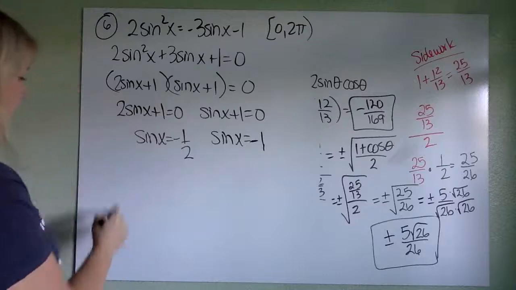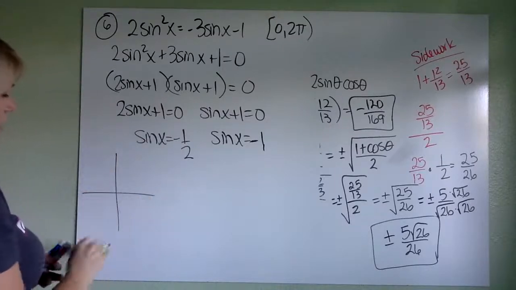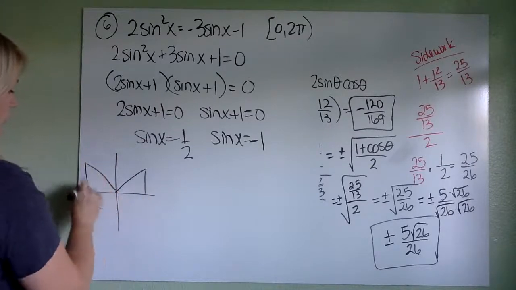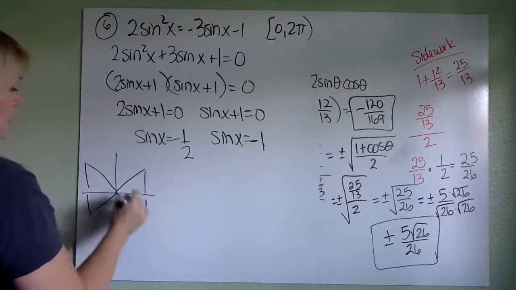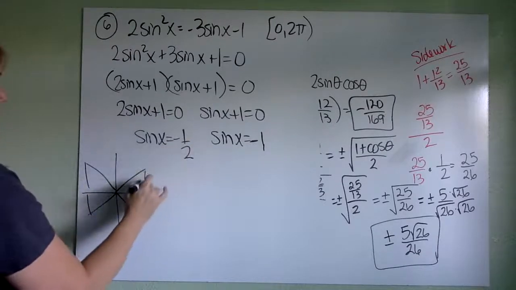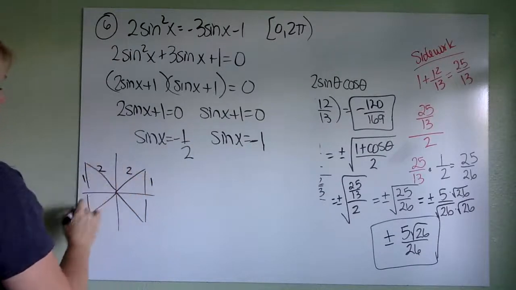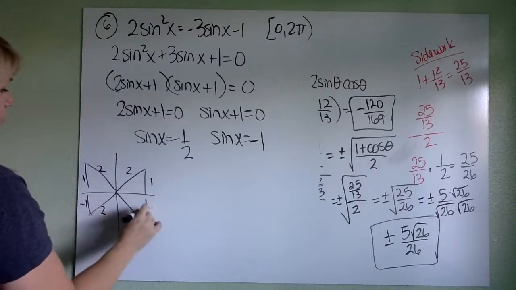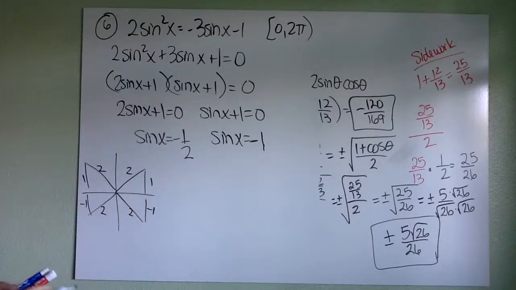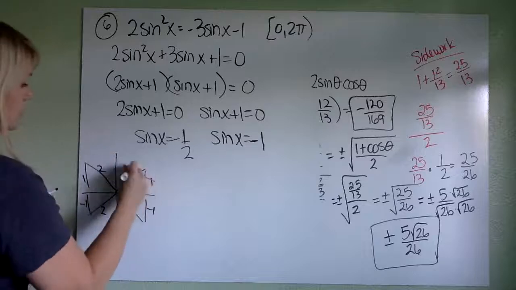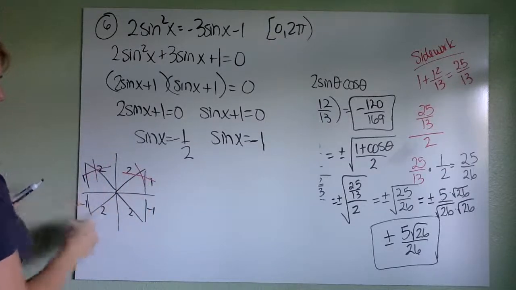Okay, so for this one, think of your 4 triangles, 1 in each quadrant. Sine is opposite over hypotenuse, so 1 and 2, 1 and 2. Here's where we get the negative 1 and the 2, the negative 1 and the 2. The 2 can never be negative, right? So these 2 don't work. These 2 are the ones we want.